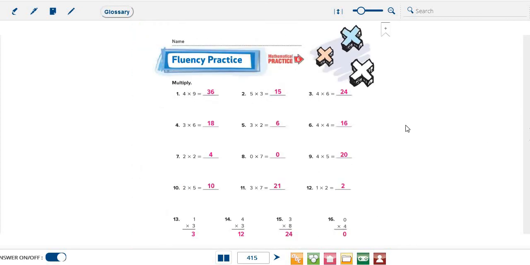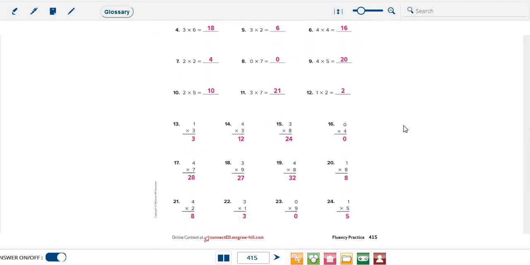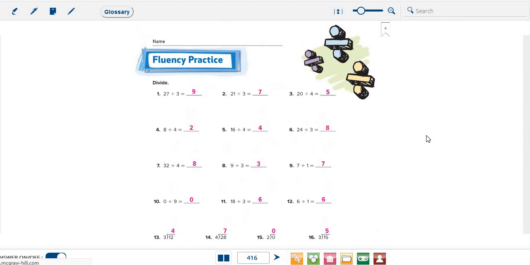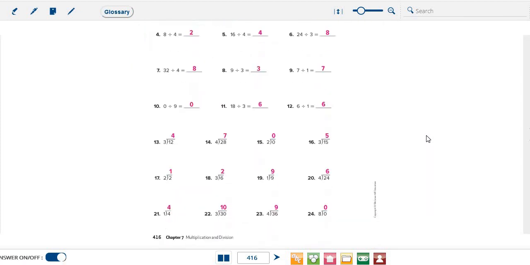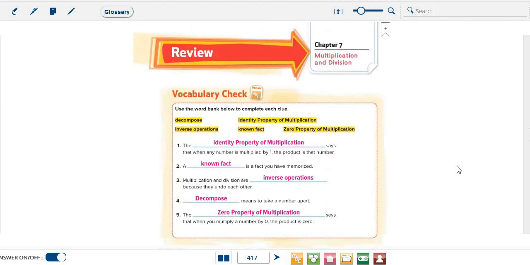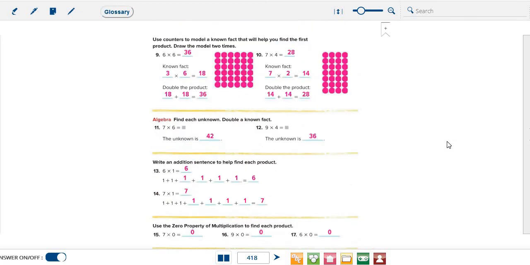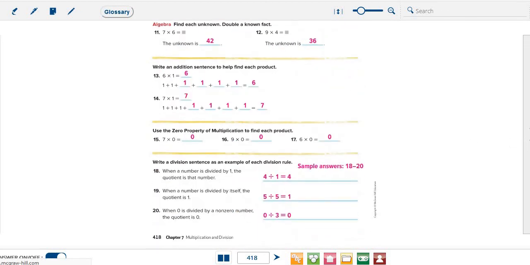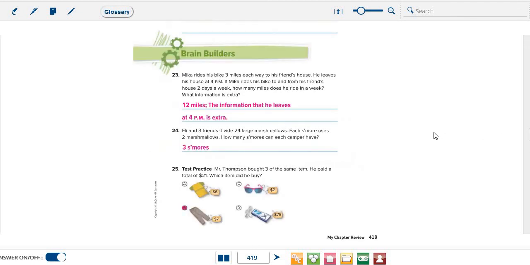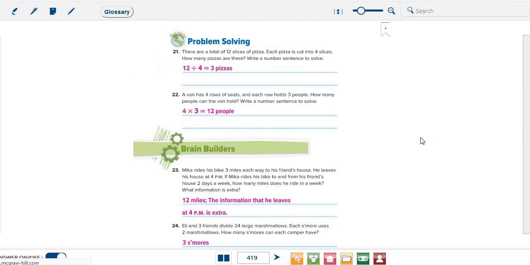And here you can check exercises in fluency practice, page number 415 and page number 416. And of course, you can check your answers for my review, page number 417 and page number 418. And the last page is page number 419.